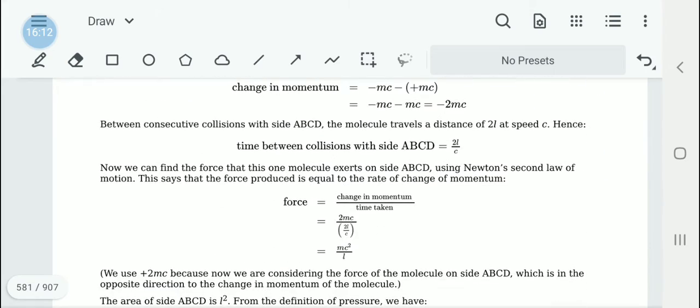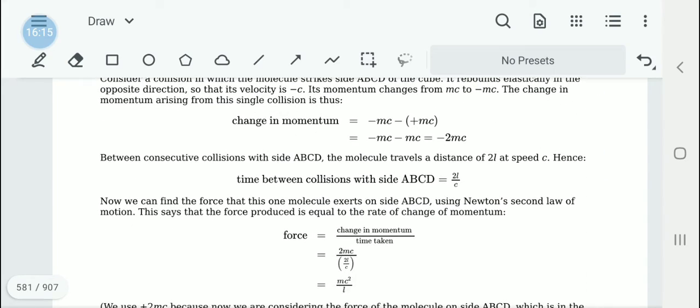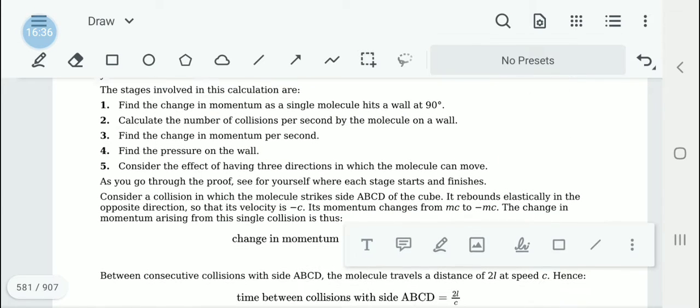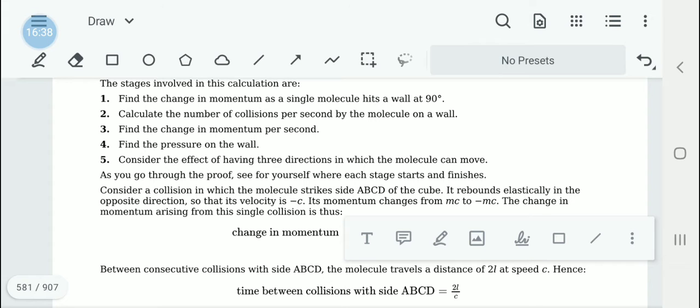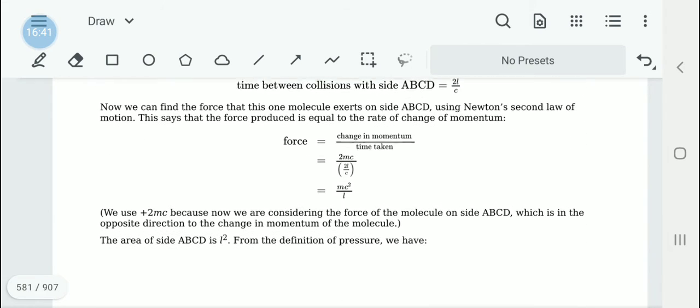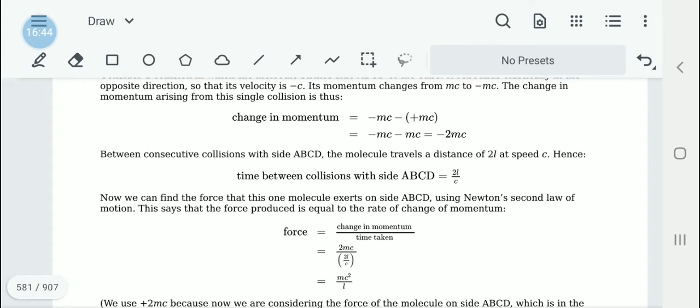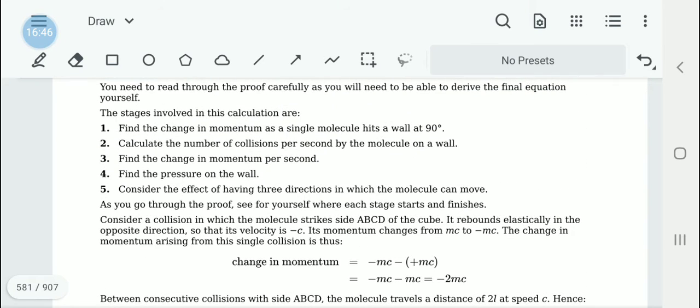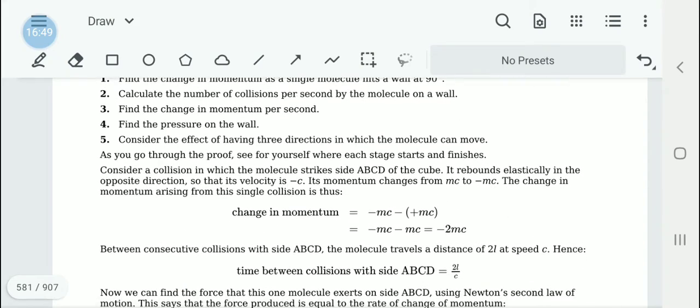Now, it also goes at a speed of c. Then we can find out: speed equals distance upon time. Therefore, time equals distance upon speed. So we have 2L upon c, that gives us the time. And now we can find the answer: calculate the number of collisions per second by the molecule on a wall, right? Then we go to C3, find the change in momentum per second.